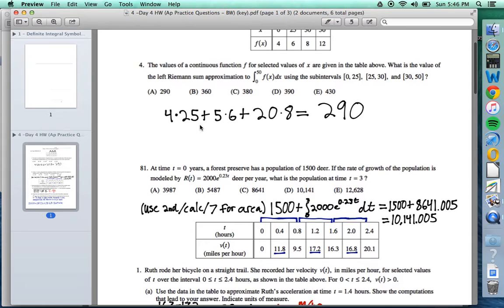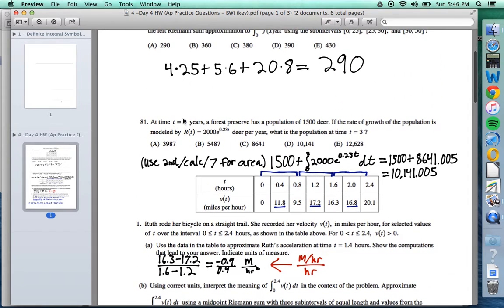It doesn't say so, but basically every problem where they give you a function, I'm expecting you to use the features of your calculator. So, for example, this is the exact same function that we had in the earlier screen. Type this into your calculator, do the integration on your calculator, integrate from 0 to 3 of 2000 e to the 0.03 t dt, and that'll be 1500, which is the starting population, plus the total change in deer population.